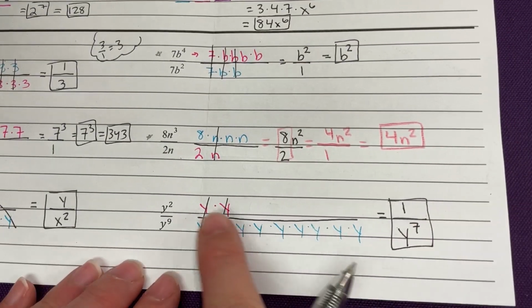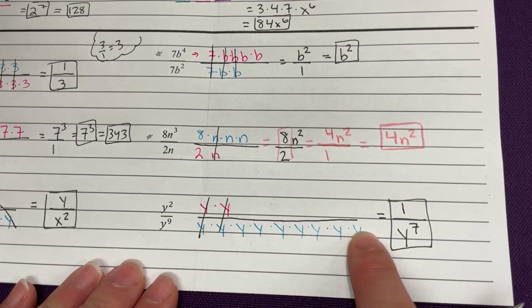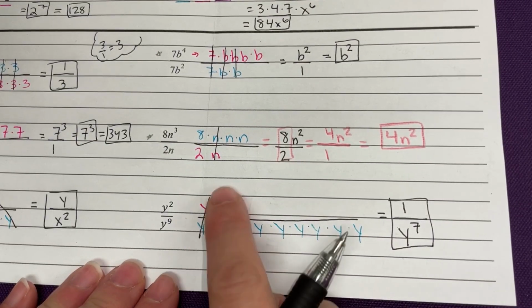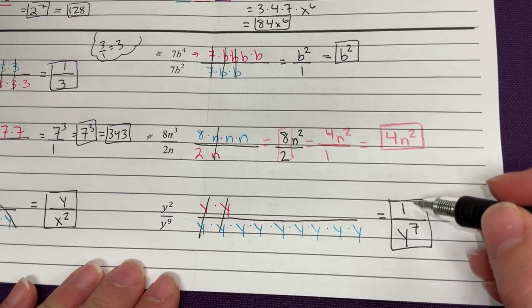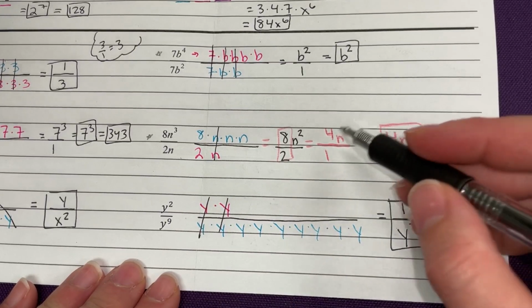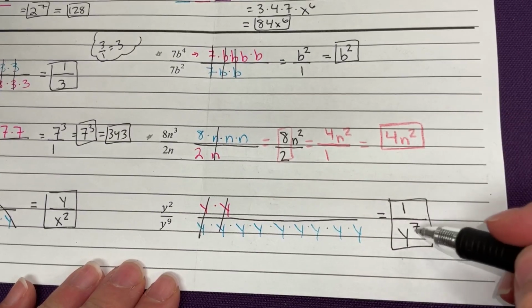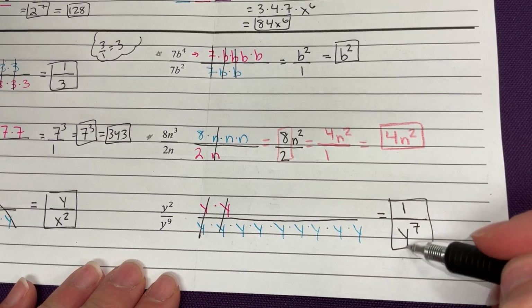This next one here, we had 2 y's up top with 9 y's on the bottom. 2 pairs of y's cancel from top and bottom, so we're left with a 1 up top. Now remember, if the 1's up top, we don't get to do like what we did here. And we have 7 y's on the bottom, so we have y to the 7th.